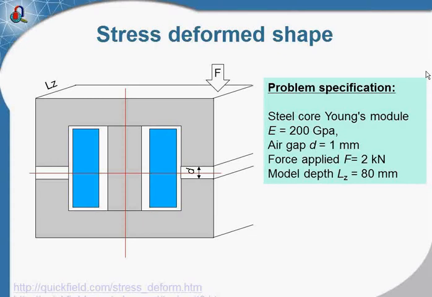Next tool I would like to show you is the stress deformed shape. Again, the same pulse transformer. And now the mechanical force is applied just above one of the legs of the transformer. Naturally, the transformer core deforms. And our task is to find out how this deformation affects the magnetic field distribution.